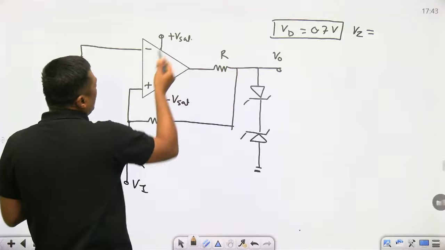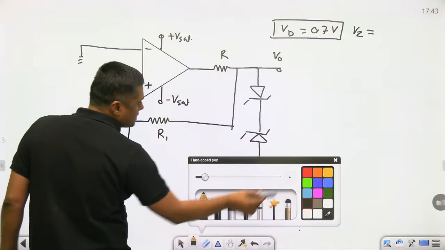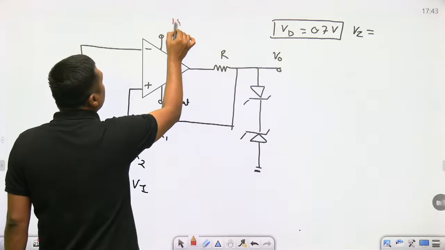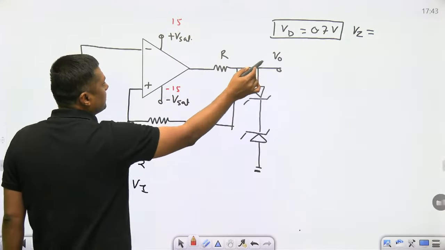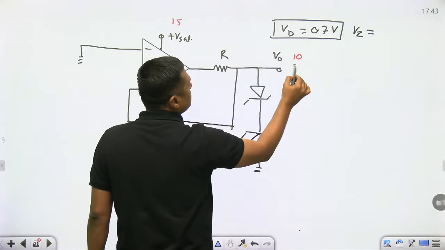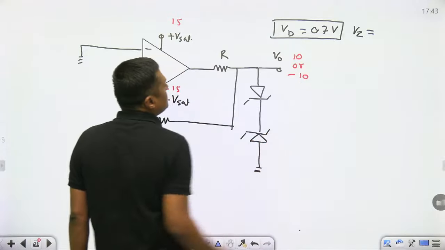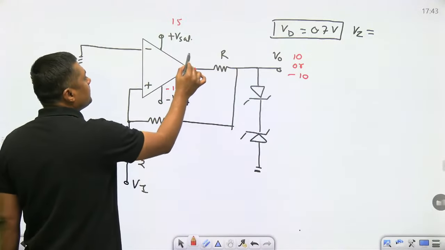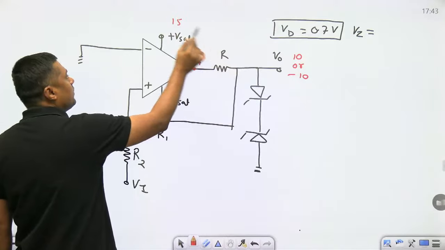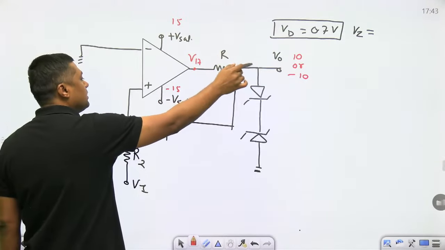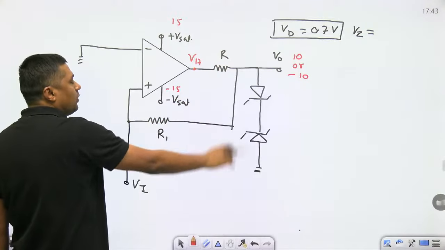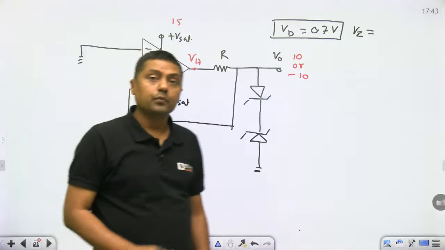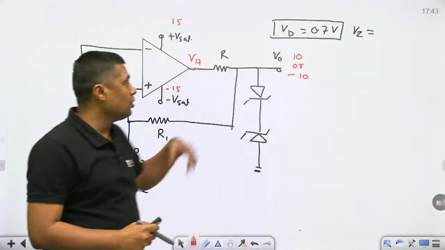Because at this point, we have no idea, but it may be, for example, 15 volt, or minus 15 volt. But at this point, we are getting plus 10 and minus 10. When it is 15 here, then it is plus 10. When it is minus 15, then minus 10. And when the diode is forward bias 0.7 volt, what should be the rating of the Zener diode when it is breakdown, so that we are going to get the 10 volt here?